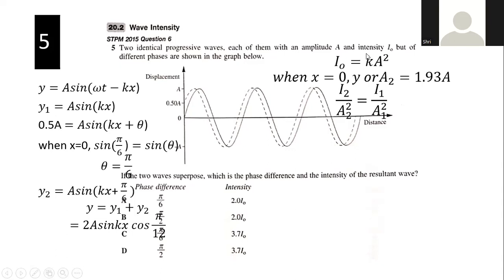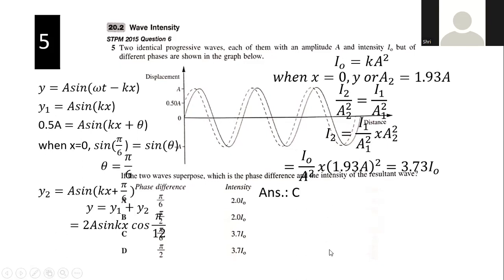Then we're just using this equation, I over amplitude squared equals a constant. So this is a new one, this is the old one. You want I2, so take A2 squared across. So I0, that's where we start with. I1 is I0, and then the amplitude is A. So now we want to find our new amplitude, put it in there, calculate it out, and you get our I2. The answer is C.